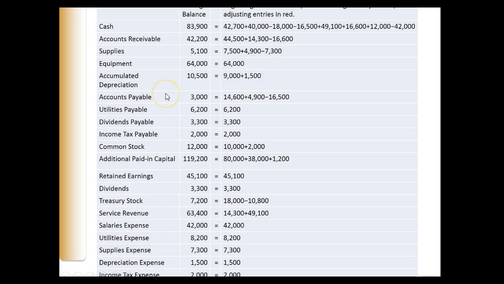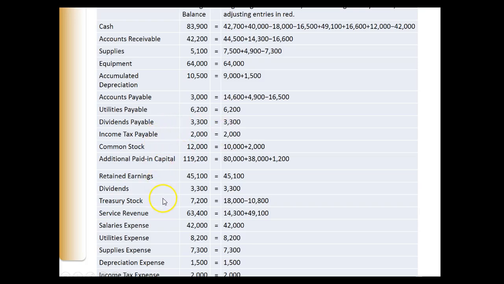We do the same with our accounts payable. The utilities payable stayed the same. Our dividends payable, we did not start with any dividends payable, but with the utilities payable and dividends payable, we had adjusting entries. Same with the income taxes payable.